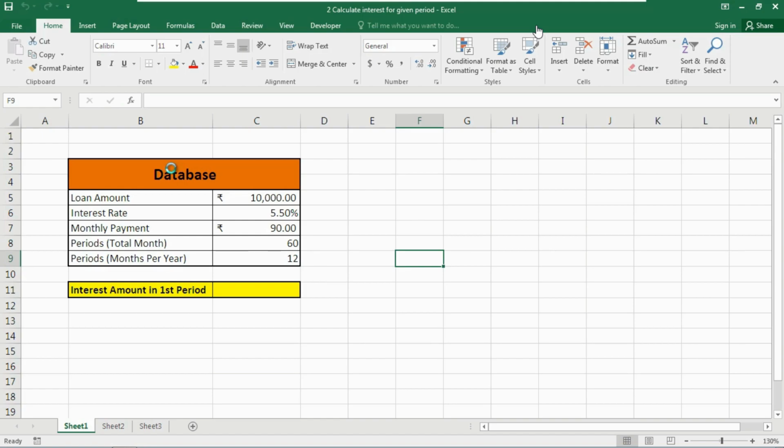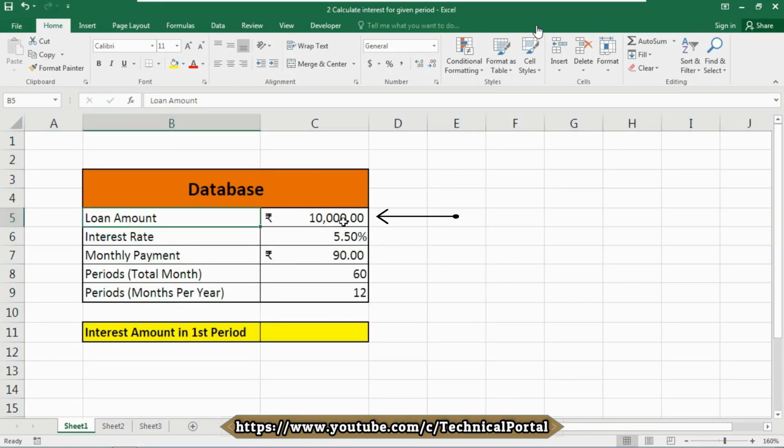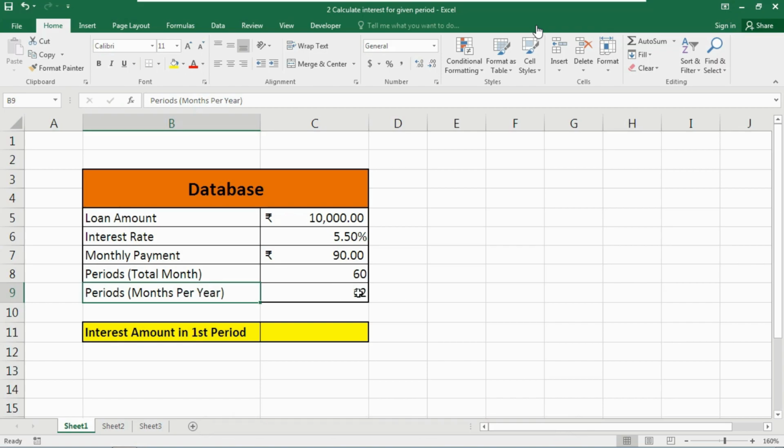So today in this video tutorial, we are going to learn how to calculate the interest portion of a loan payment in a certain given period. Now you can see I have a simple database where I have a loan amount which is 10,000 in your currency, interest rate that is 5.5%, and as you know, in any insurance calculation, loan calculation or any other calculation of this type, the interest rate is given for every 12 months or a full year. Now monthly payment is 90 rupees that I have selected here, period that is in total months that is 60, and periods per year, that is months per year, is 12. So here we need to find the interest amount in the first period only.